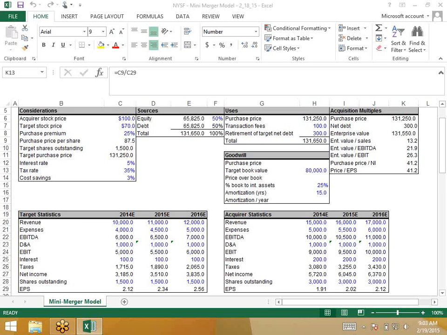And so what we had done was we had thought about step one, which was the core considerations. We had gone through the uses and the sources, which is step two, uses being where we're coming up with the money, and I had given you the transaction fees and the retirement target net debt, and the sources, how it's being funded, and that was given.